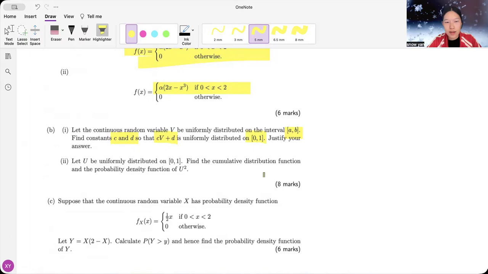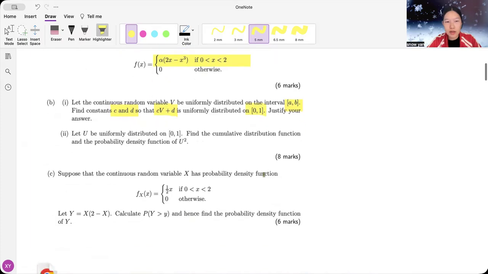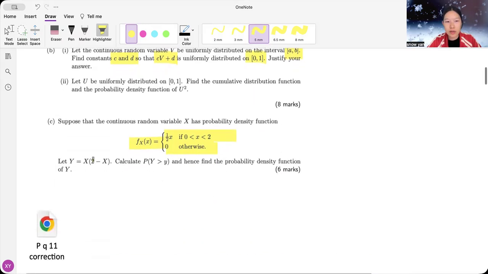Part C, we're asked: suppose that the continuous random variable X has probability density function this thing over here, 1 over 2x if x is from 0 to 2, otherwise 0. Let Y be X times (2 minus X). Calculate P(Y greater than y), and hence find the PDF of Y.